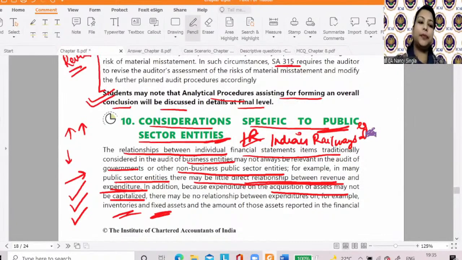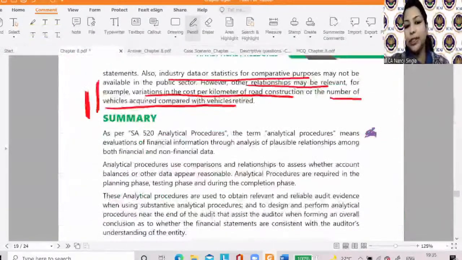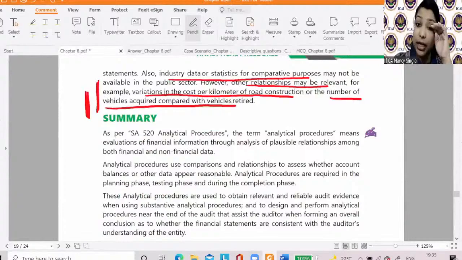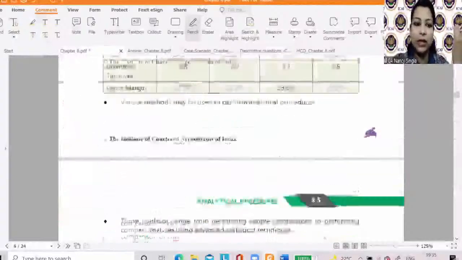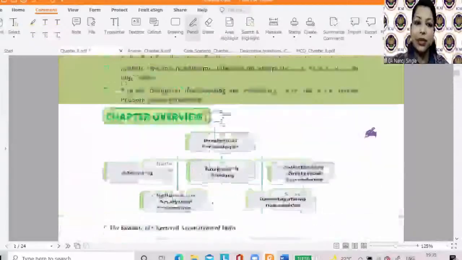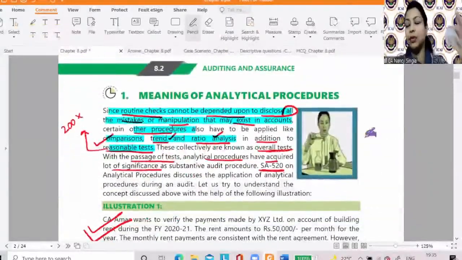Okay. So clear. So with this we have finished our chapter number 8, which is analytical procedures. I'll quickly do one thing. I'll revise this entire chapter. It will take another 7-8 minutes, and then we will quickly do all the questions that I have shared. I expect that you all have downloaded the questions and uploaded them today itself.